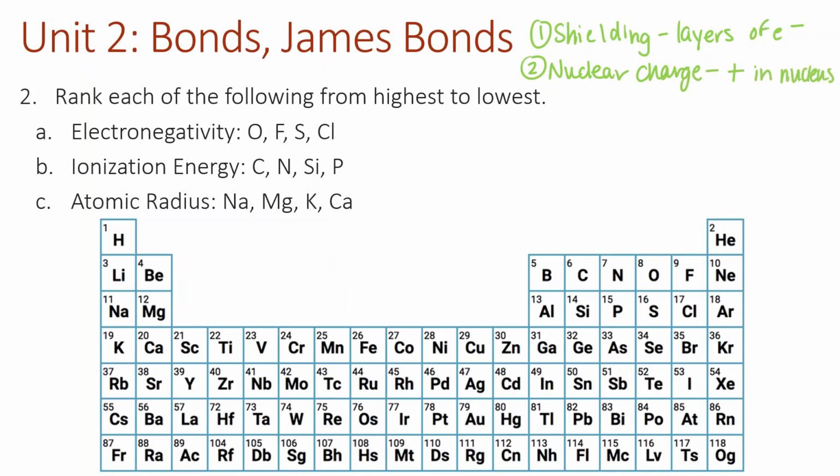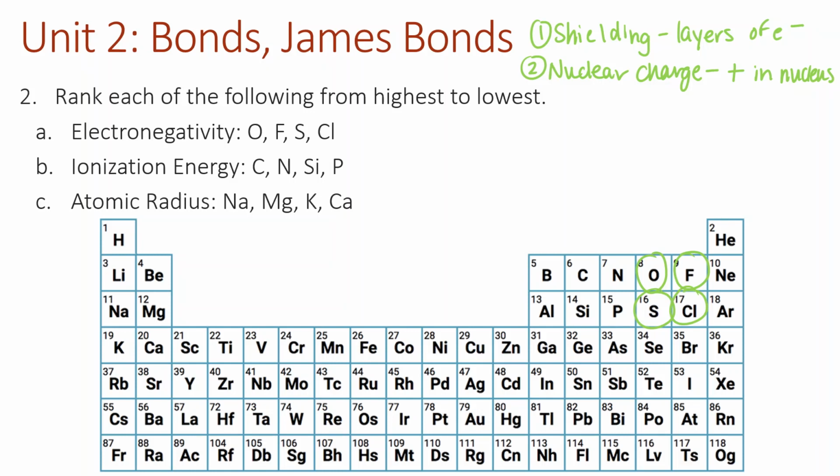So let's start with electronegativity here. Electronegativity is how strongly an atom is going to attract electrons that are in a bond here. So when we look at our choices here, we have O, F, S, and Cl. So what's going to be attractive to an electron? Electrons are negative, so they're attracted to positive nuclei. And the closer that they can get to the nuclei, the stronger that interaction is going to be, the more attractive it's going to be.